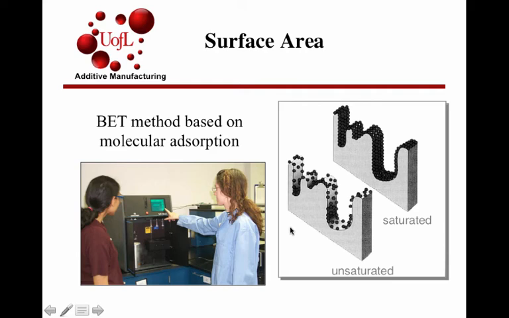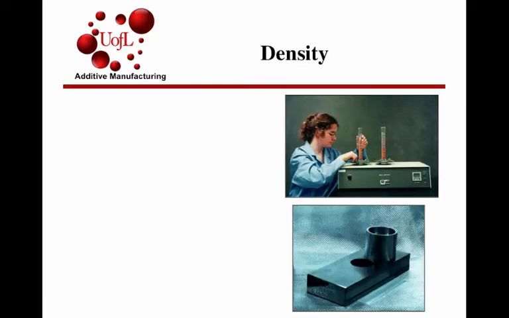In addition to particle size distribution, surface area measurements can be very useful. The BET method, based on molecular adsorption, say of nitrogen or helium, is a way to measure, for a monolayer adsorbed, the overall surface area. Another attribute that can be measured is density, but there are many different forms of density.